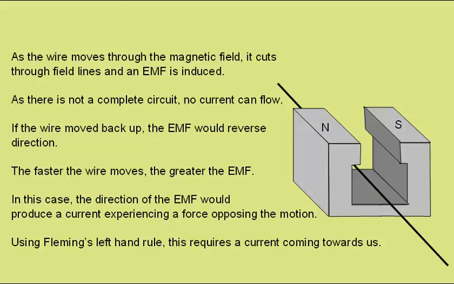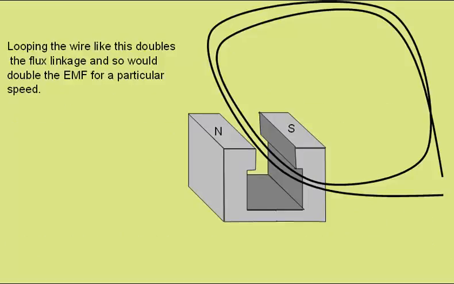If the force on the wire had been in the same direction as it was moving, then the wire would be caused to accelerate, giving a greater current, a greater force, a greater acceleration, and so on. This would oppose the law of conservation of energy. Looping the wire like this would double the flux linkage, and so would double the EMF for a particular speed of moving the wires through the magnetic field.